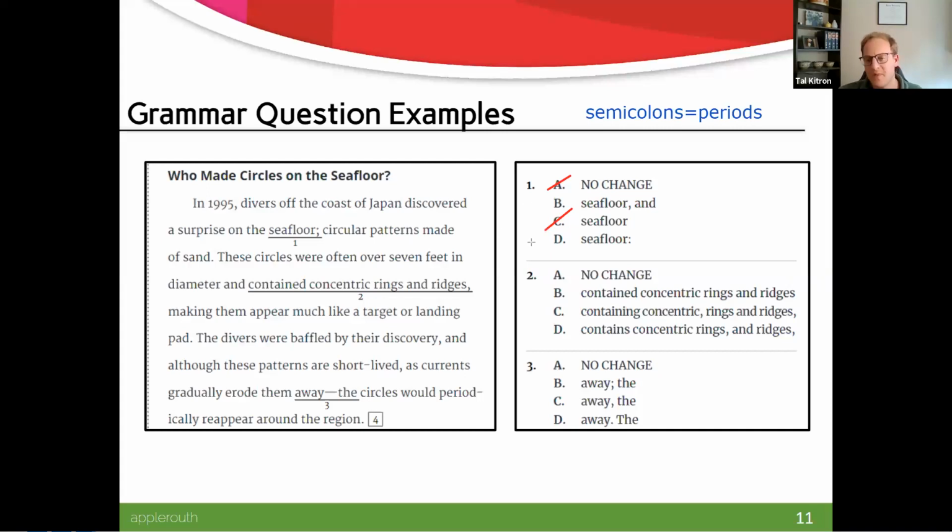Then we compare B and D. Two dots is a colon. That's the drum roll, please, is how you should think of it. It is not just for lists. It just must follow a full sentence and introduce something. They discovered a surprise on the seafloor. Drum roll, please. What was that surprise? Oh, circular patterns made of sand. So that's why that one's D.